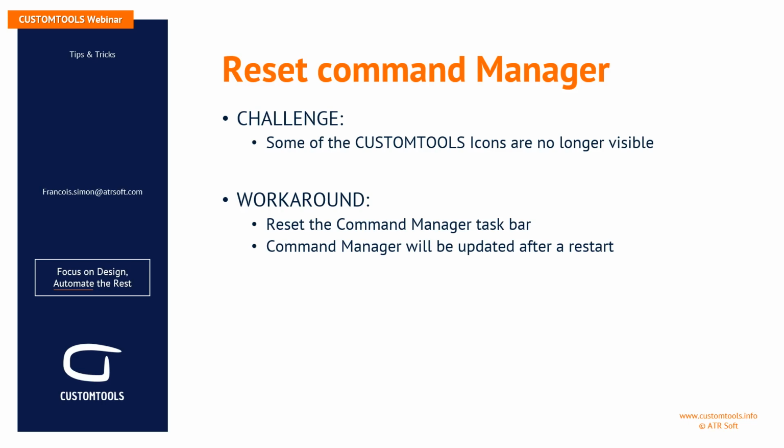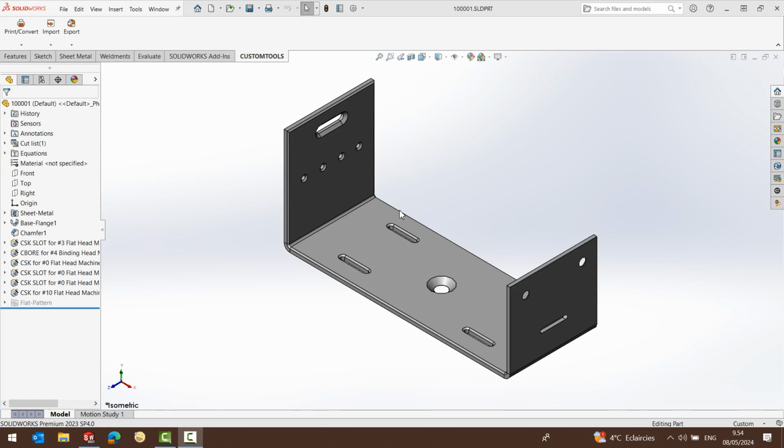Perhaps some of you have seen the issue where certain CustomTools icons just disappear, which is a big mystery why this happens. To restore these icons, simply reset the command manager in the CustomTools options. After restarting SolidWorks, all the icons should be fully restored.